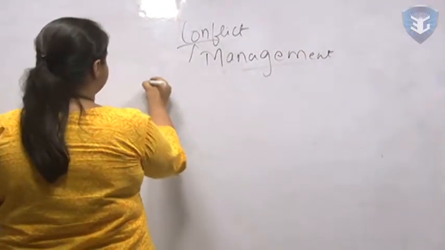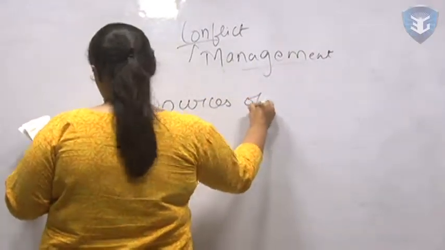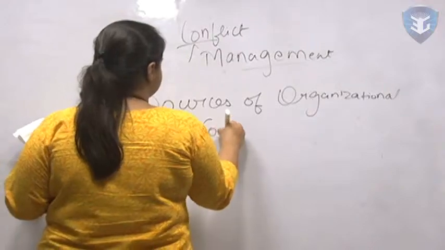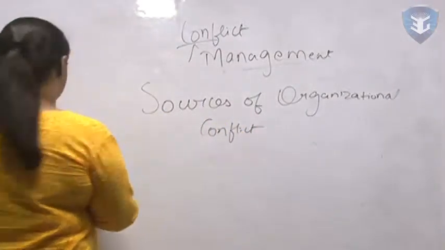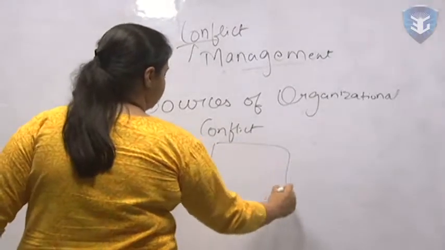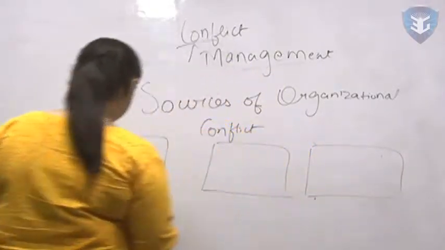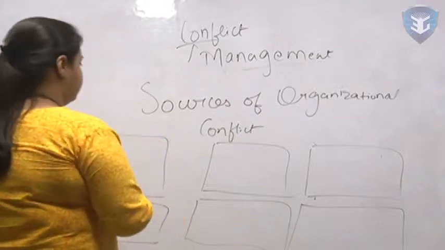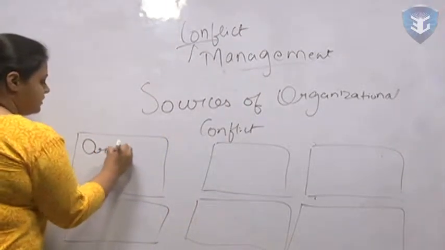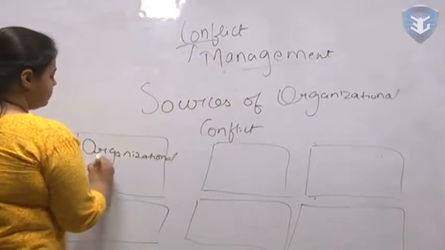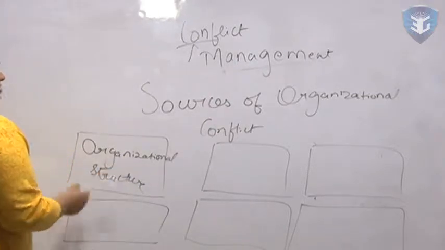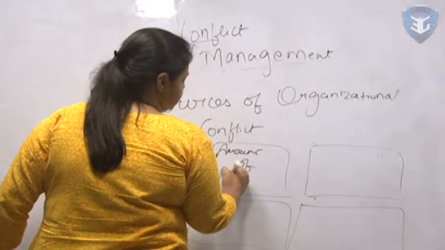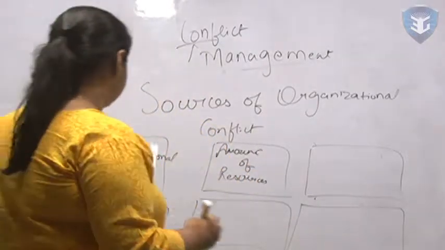After this, let's move to the most common sources of organizational conflict. There are majorly 6 sources through which a conflict or a matter of conflict occurs. The very first source is your organizational structure itself, means the way things are structured in an organization, are many a times a major reason for the conflict. Then there are your amount of resources. If the resources are less, then there are fair chances that a conflict can exist.